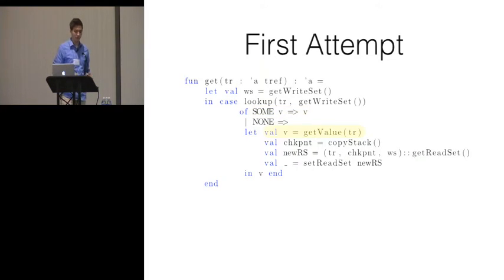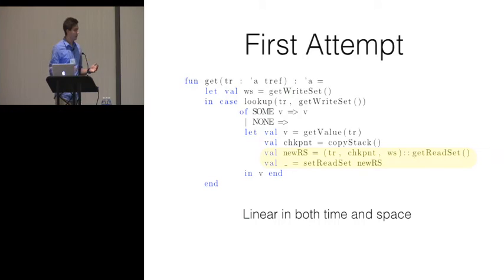Otherwise, we just pull out the value of the TREF, and then we make a copy of the stack. This is essentially laying down a checkpoint in the transaction, and we store this checkpoint in our read set. The idea is that if this TREF later becomes out of date, we can get back to this point in the transaction by overwriting the stack with this checkpoint. We also remember a pointer to what our write set looks like, so that it's consistent with this point in the transaction as well.